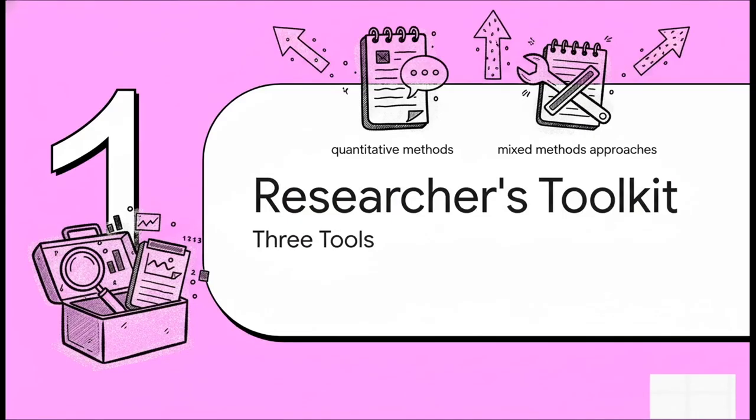So, if the question is the blueprint, how do we draw it up? Well, every good researcher has a toolkit, and today we're going to crack it open. Inside, you'll find three main tools for building knowledge, and each one is designed for a very different kind of job. We're talking quantitative, qualitative, and mixed methods.